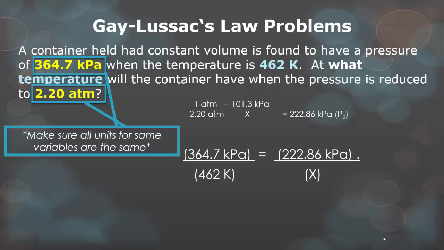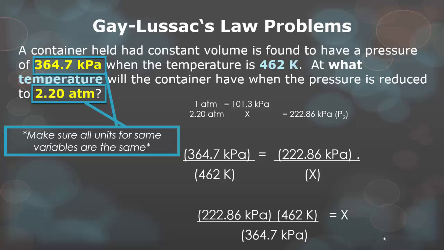Using the formula for Gay-Lussac's law, we plug in the variables that we know. Pressure over temperature is equal to pressure over temperature. We then get X by itself, and then we solve to get 282 degrees Kelvin. Again, does this make sense? You're noticing your kilopascals went from 364 to 222. A decrease in pressure must mean that you're becoming cooler. So going from 462 degrees Kelvin to 282 does make sense.